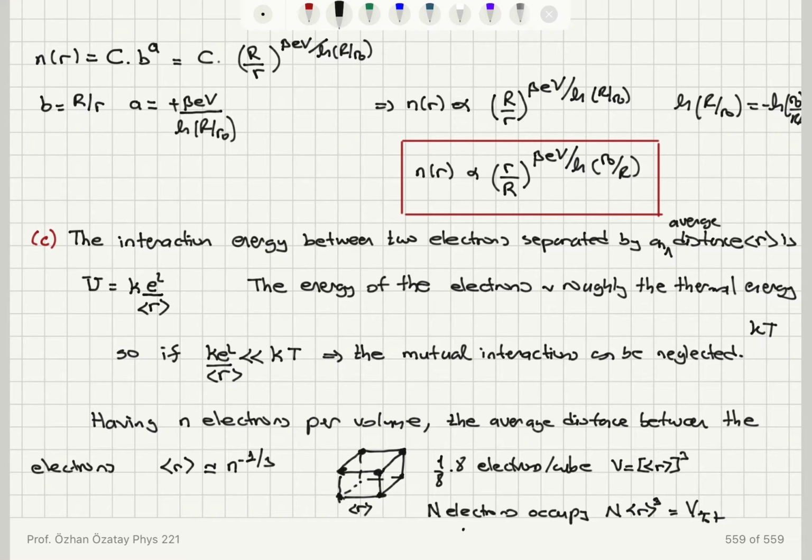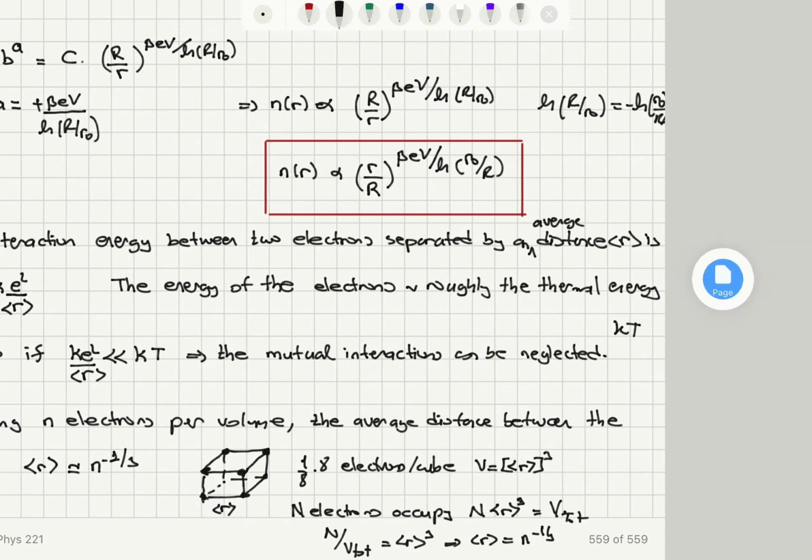So you can see that capital N divided by V total will be equal to r cubed, or the average distance is n to the power minus 1/3. So that's how we estimated the average distance between atoms in a crystal. We're using the same type of approximation for electrons in order to estimate the average distance between the electrons.